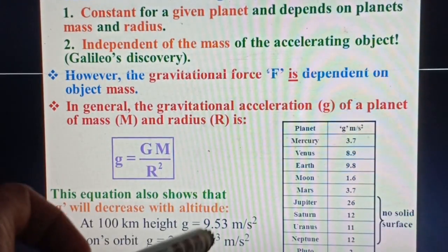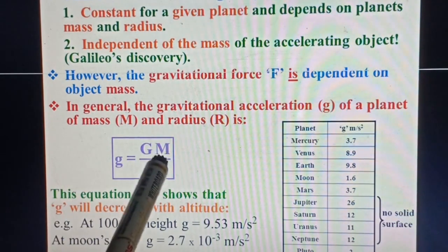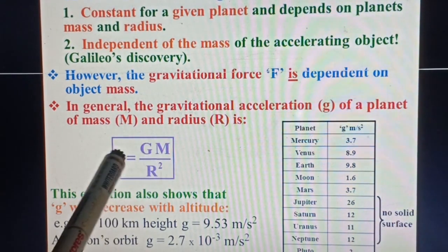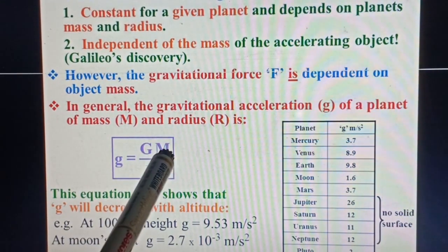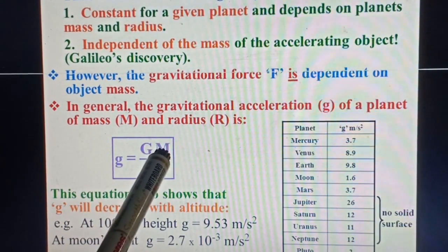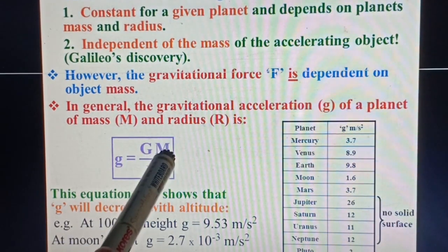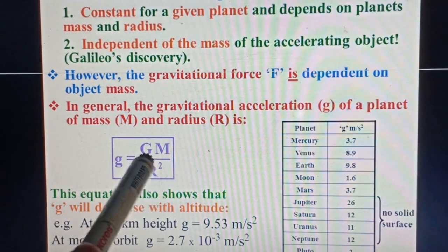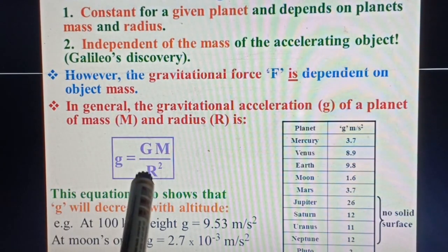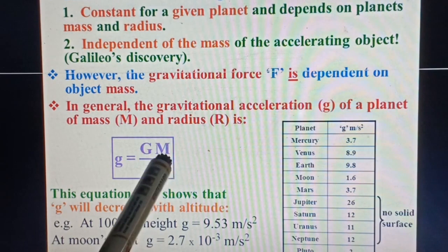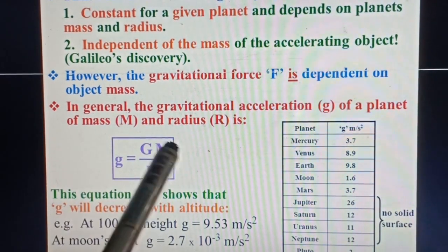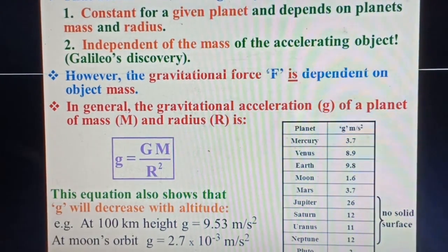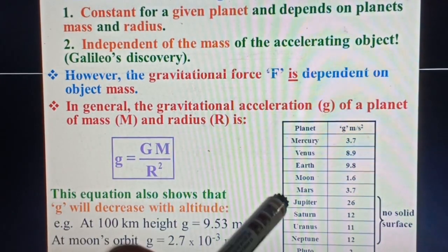Calculation shows that the earth has, by putting different values in this equation, g equals GM by r square, where M is the mass of the planet, or in our case earth, G is the universal gravitational constant, and r is the radius of the planet. Then by calculating from this equation for our earth, the value of g comes to be 9.8.